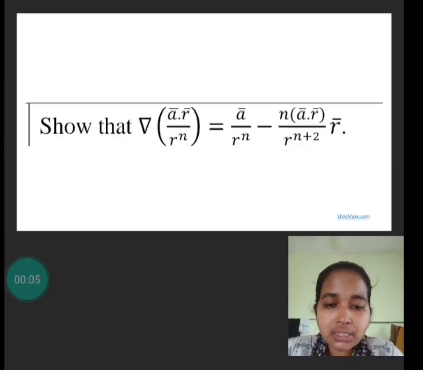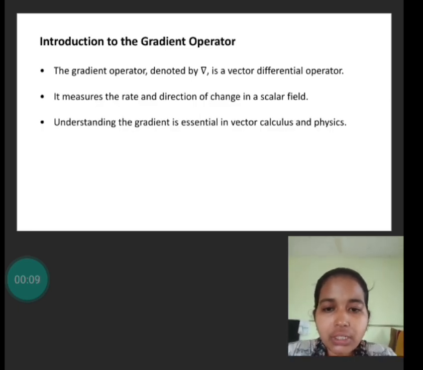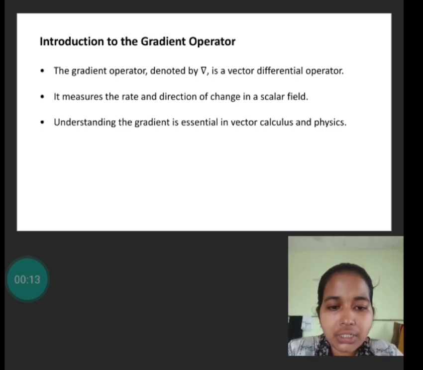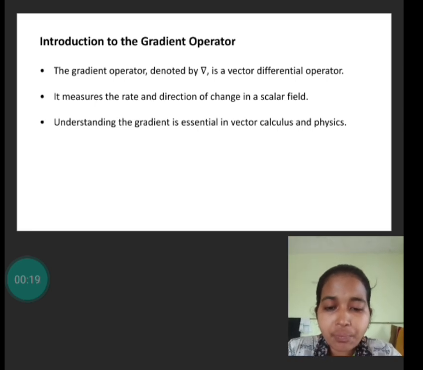My topic is the gradient operator. Introduction to the gradient operator. The gradient operator, denoted by nabla, is a vector differential operator. It measures the rate and direction of change in a scalar field. Understanding the gradient is essential in vector calculus and physics.